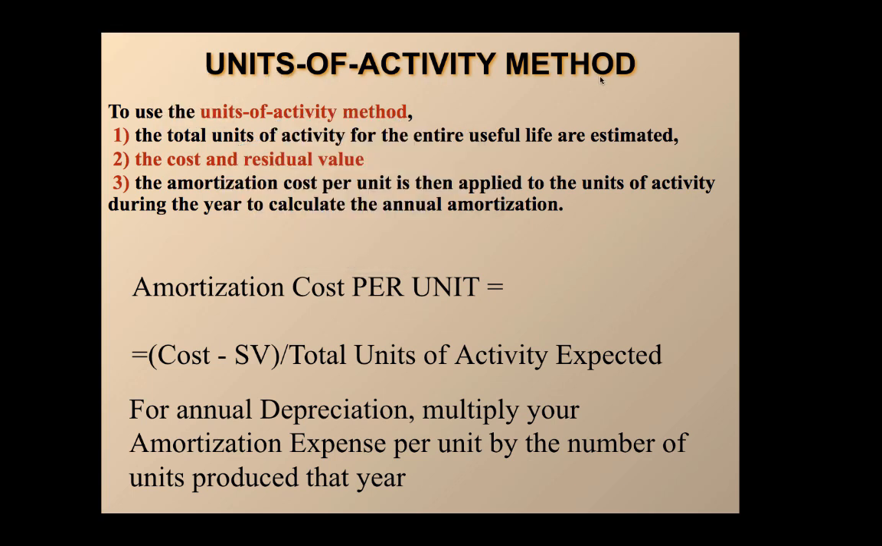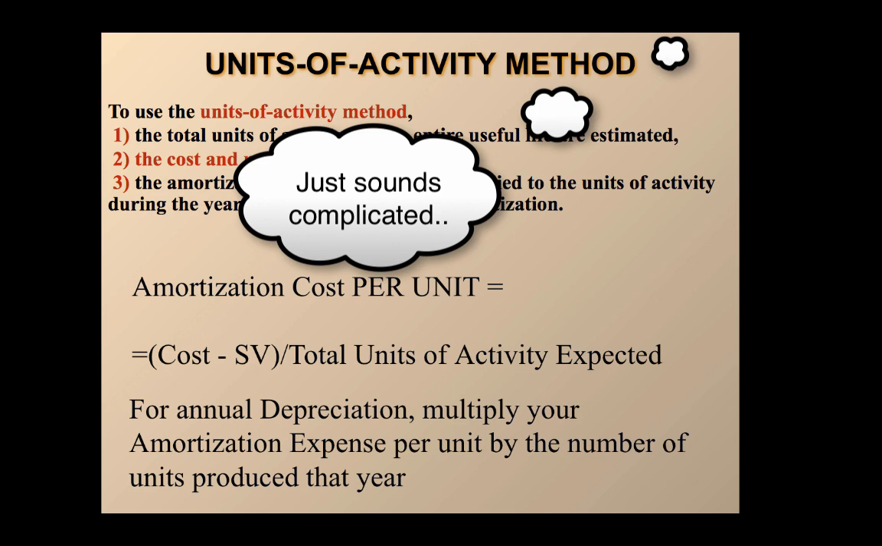When using the units of activity method, you need to estimate what the total units of activity for the asset's entire useful life are going to be. For example, if you have an automobile, you might estimate that it's going to be good for 200,000 kilometers. You need to know the cost of your asset and its residual value. And then you need to apply the amortization cost per unit to the number of units of activity the asset actually had during that year. We're going to go over a couple of examples. This is not very complicated, just sounds complicated.